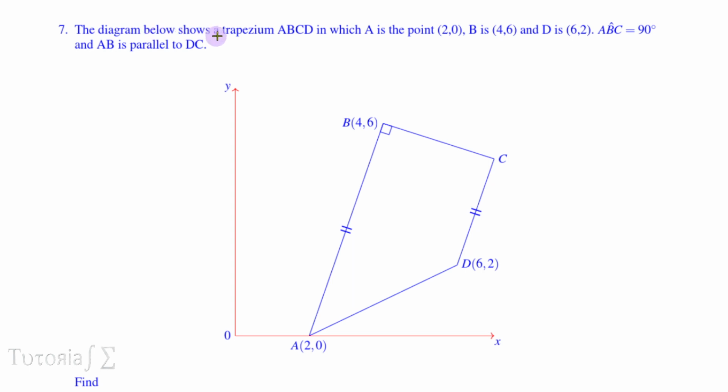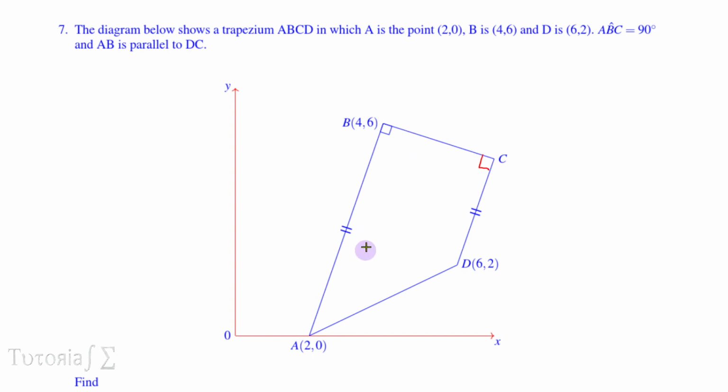So the diagram shows a trapezium A, B, C, D, in which point A has those coordinates, point B has those coordinates, point D has those coordinates, and you've been told that this is 90 degrees, so meaning that this is also 90 degrees since these are parallel. Okay, so these are parallel, meaning that this is also 90 degrees.